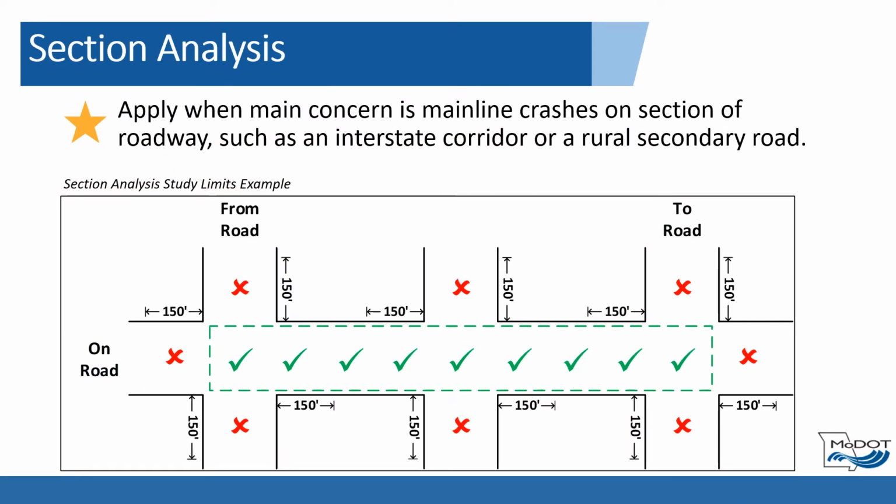Section analysis is the preferred analysis type for studies where the main concern is mainline crashes along a specific section of roadway. Examples include an interstate corridor or rural secondary road. Section analyses require a begin and end point and include crashes along a corridor between these limits, including intersection-related crashes unless there is a project-specific reason to exclude them. An example of study limits for a section analysis are displayed on this slide.